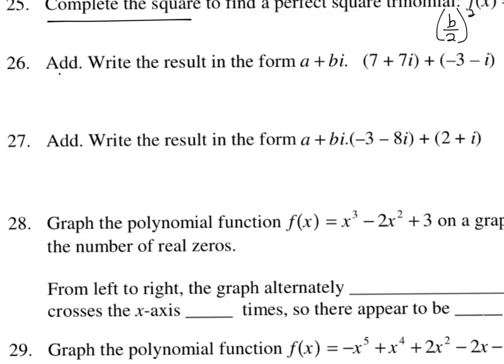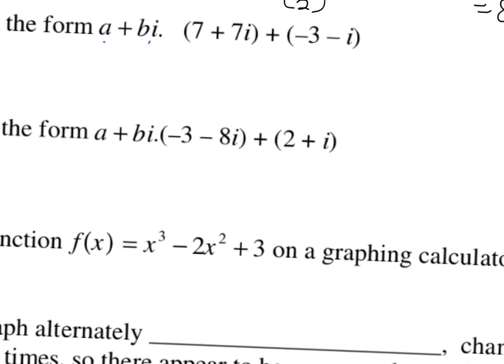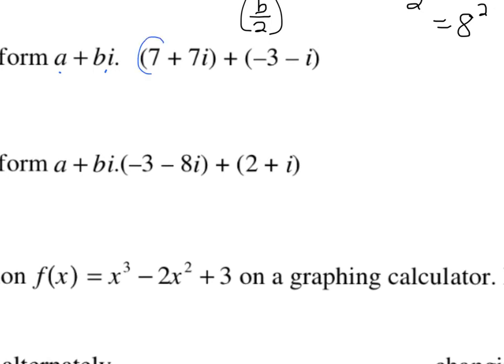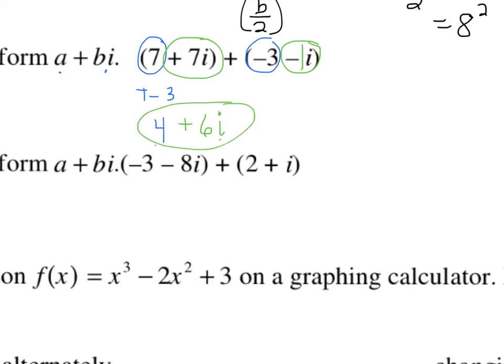For number 26, we're going to add. We will add the real parts with the real parts, and then we will add all the imaginary parts, and we will make sure our answer is in the form where the real parts first and then the imaginary parts second. So the real parts are the 7 and the -3. So 7 minus 3 is 4. And the imaginary parts are 7i and -1i. So 7 minus 1 is 6. So plus 6i. And the real parts first, the imaginary parts second, so we're done.